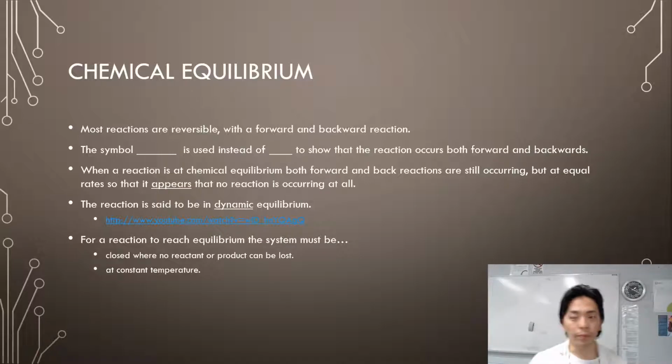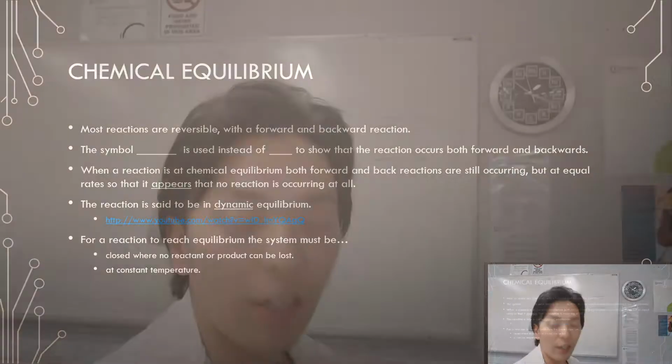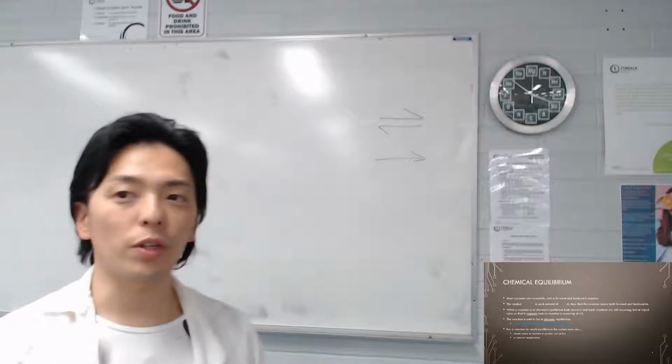All right, now let's talk about chemical equilibrium. First thing that we need to talk about is that the reactions that we know are mostly reversible. Forward and backward reactions actually occur almost all the time. The two-way arrow is usually used, instead of just a one-way arrow. Why? Because the reaction is reversible, that's the word. And they are the symbols that you should use.